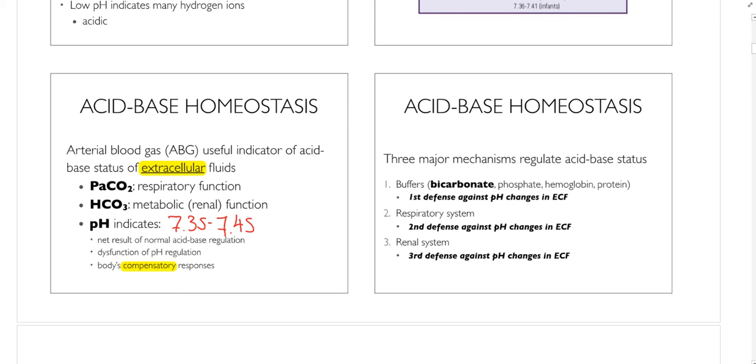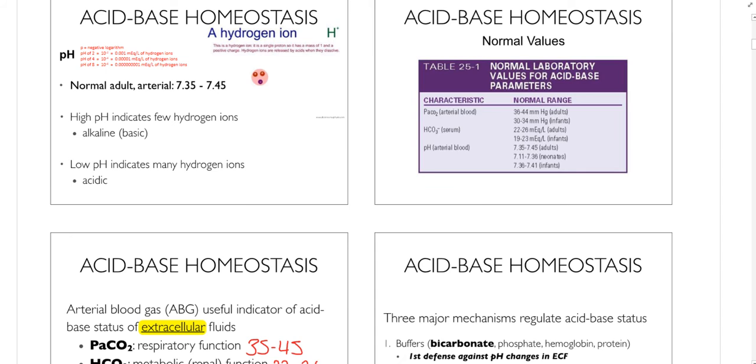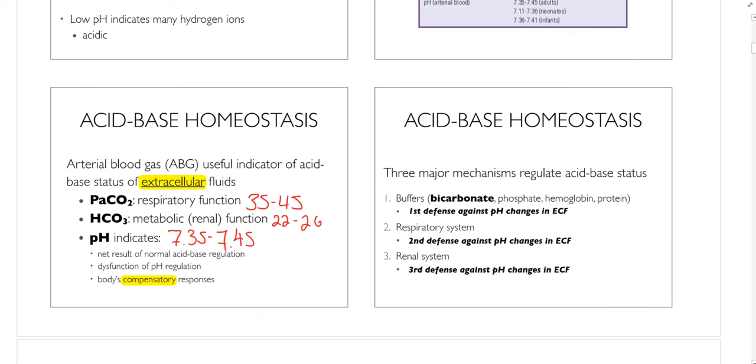PCO2, PaCO2, partial pressure of carbon dioxide, we are normally going to want to keep at a range of 35 to 45 millimeters of mercury. For bicarbonate, we're going to keep this at a range of 22 to 26 milliequivalents per liter. These are our normal ranges that we want to keep everything in. If everything's in those ranges, then we're running a fine-tuned machine and we're good to go.